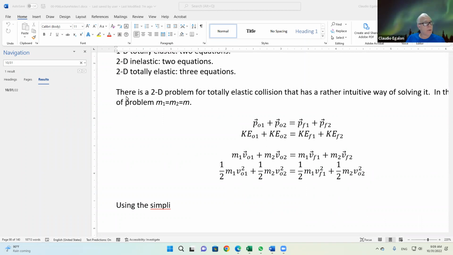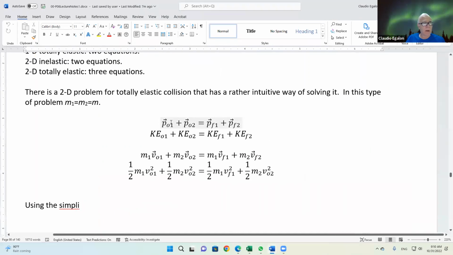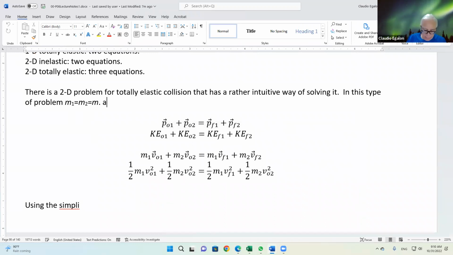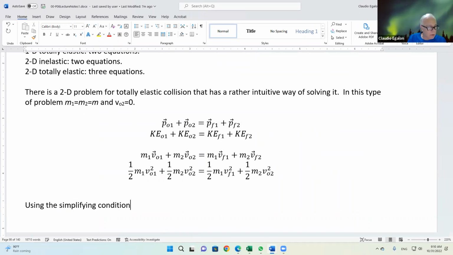So, you know, it's a totally elastic collision problem, with mass one equal to mass two and V naught two equal to zero. That is this other condition here that you have to know, okay? Using the simplifying conditions, M1 equal to M2 equal to M, V naught two equal to zero, they are both two equations.